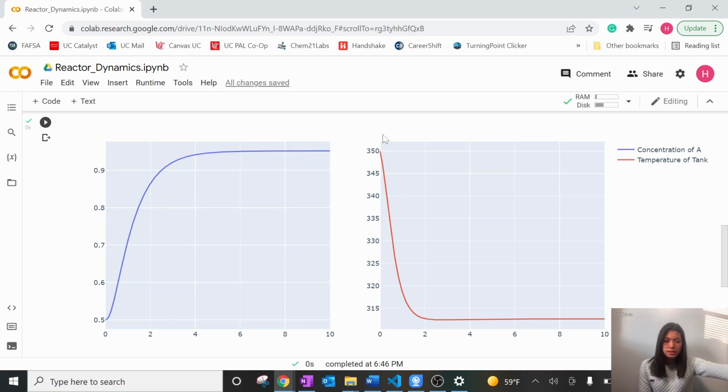And so as the temperature of the tank decreases, the reaction rate is also going to decrease. And since the reaction rate is decreasing, since the reaction is going from material A to B, what's happening is less of A is being consumed, so the concentration of A is increasing.